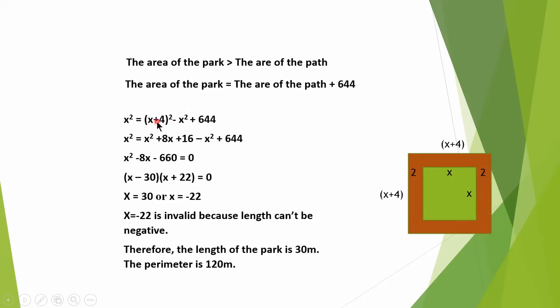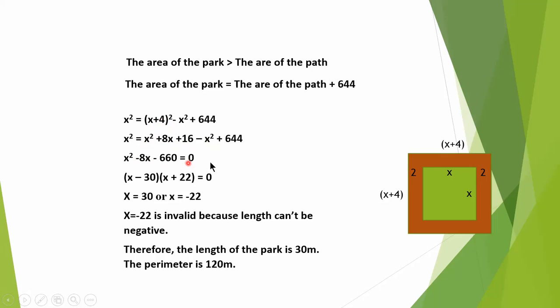When you remove the brackets, you get x squared plus 8x plus 16. Remember, many students forget this 8x middle term. When you have 2 here, you should have 3 terms; 3 here, 4 terms. So don't forget this middle term. How do you get that? 4 times x times 2. Minus x squared plus 644.